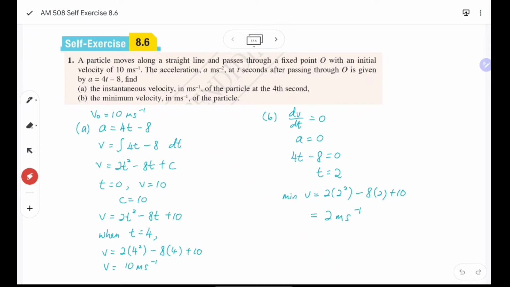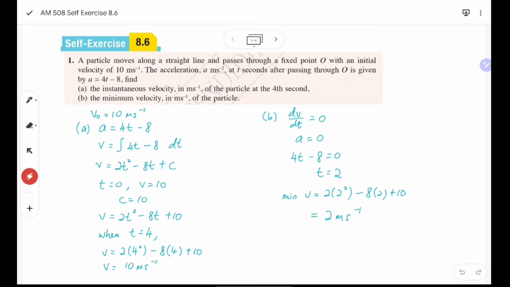So when we are given the acceleration, we need to get the function of velocity. Therefore, we integrate 4t minus 8 and we get v equals to 2t squared minus 8t plus c. From the information given, when the particle passes through the fixed point O, the initial velocity is 10 meter per second. Therefore, when t equals to 0, v equals to 10. When we sub in the 10 and 0, we will get c equals to 10. Therefore, the complete v function will be v equals to 2t squared minus 8t plus 10.